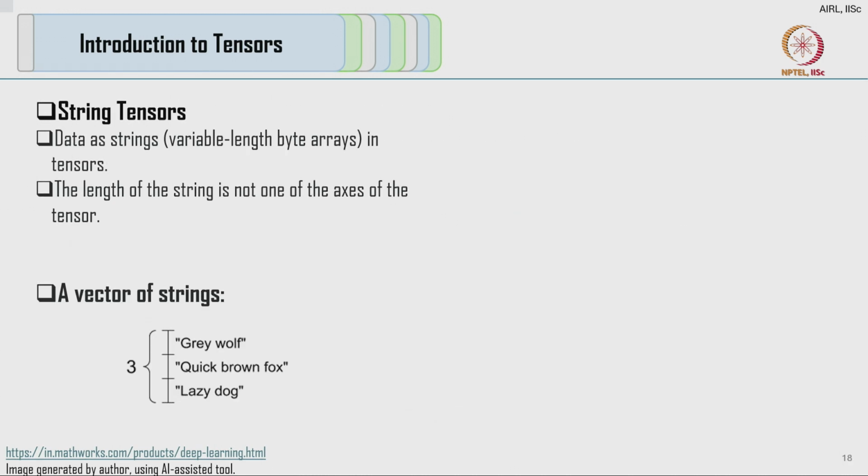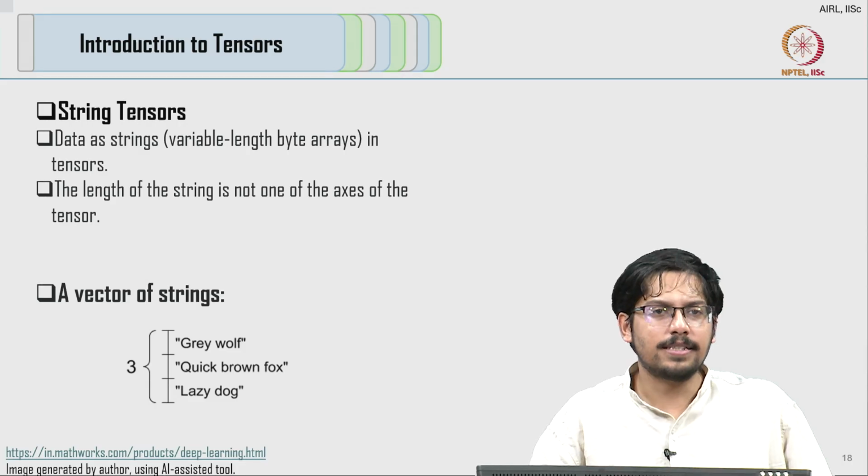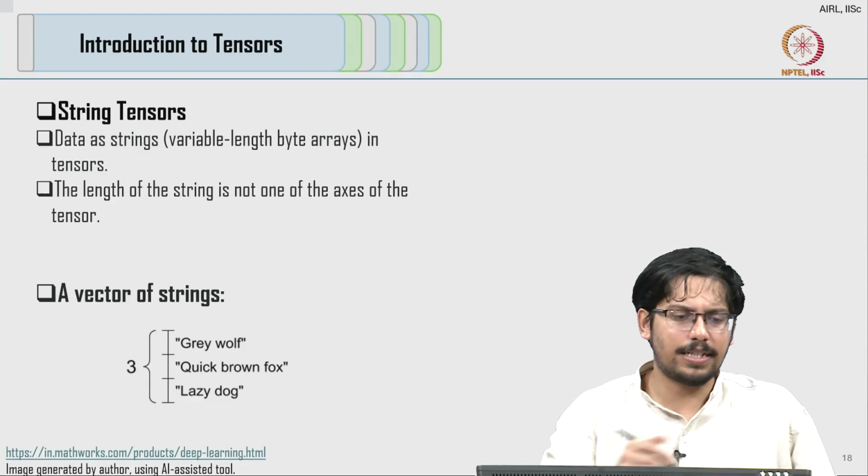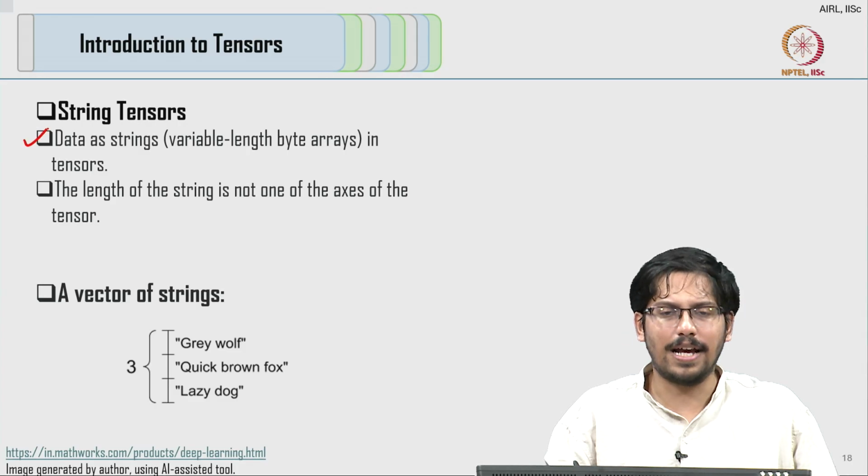Okay. Now lastly, there are certain tensors such as a string tensor. A string tensor is essentially where the data is stored as a string.